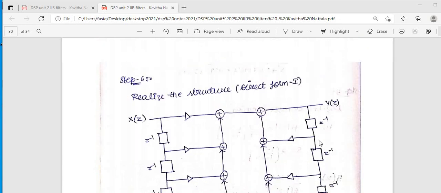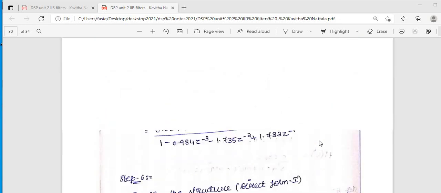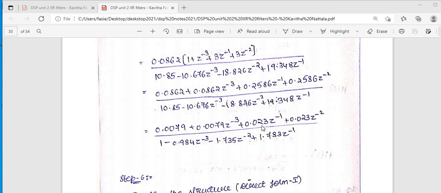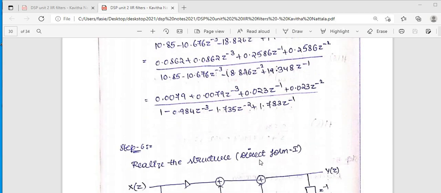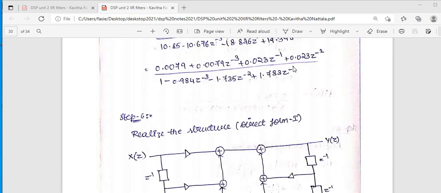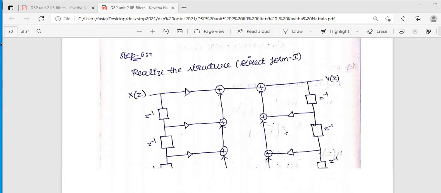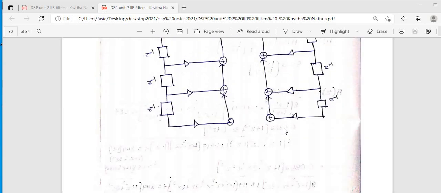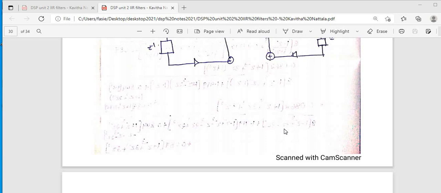The next value for this coefficient, z power minus 1, 0.023 will be there at this particular point, and 0.0023 at this particular point, and 0.0079 at the end, and similarly for the first as well. With all the values, we can write these z power coefficients, and we can write the answer for it. Clear?